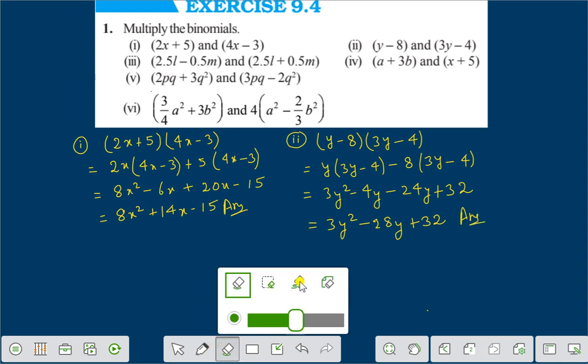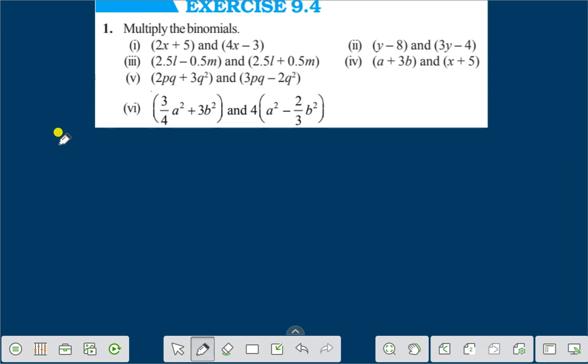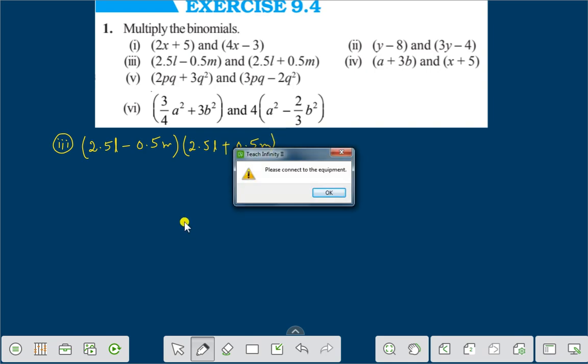Question number 3 here you see is (2.5l - 0.5m) into (2.5l + 0.5m).